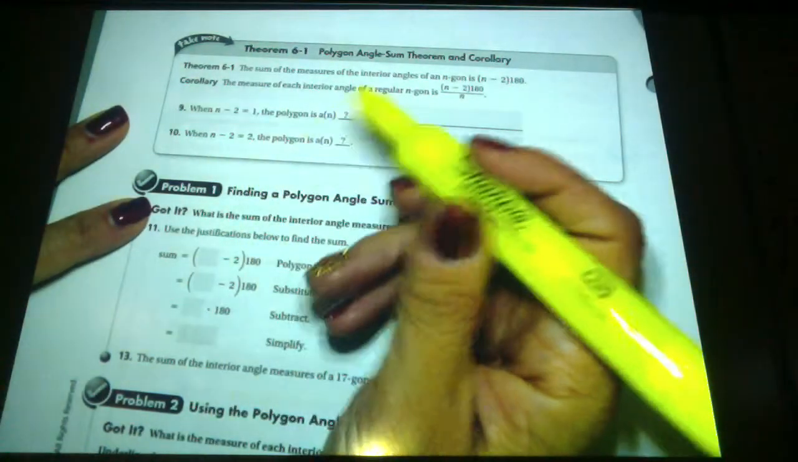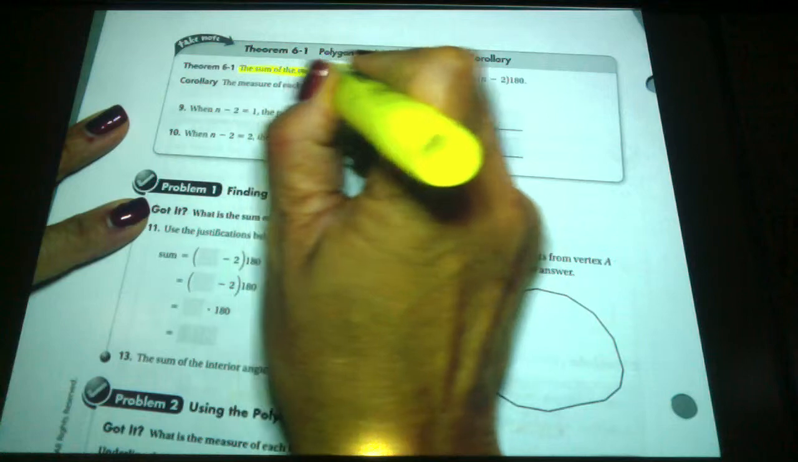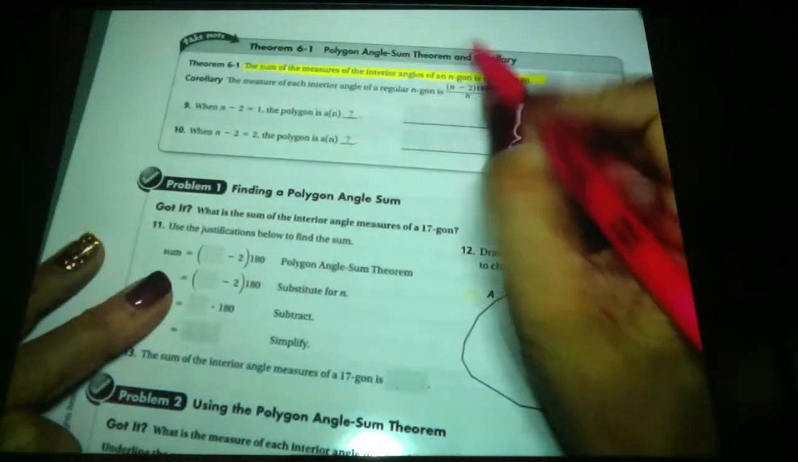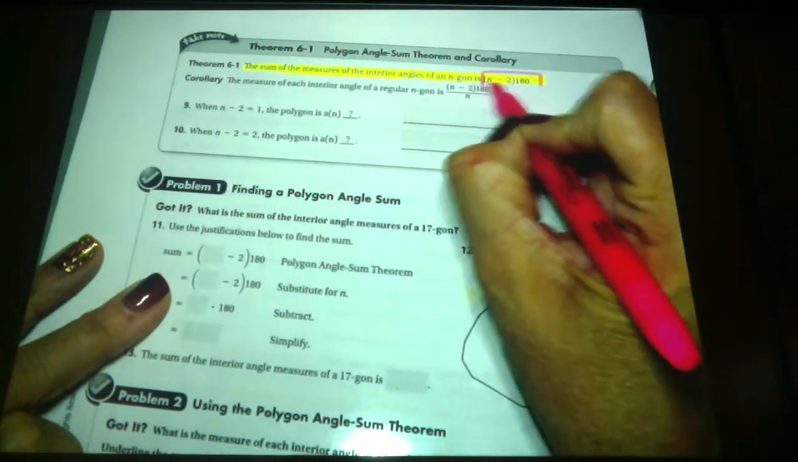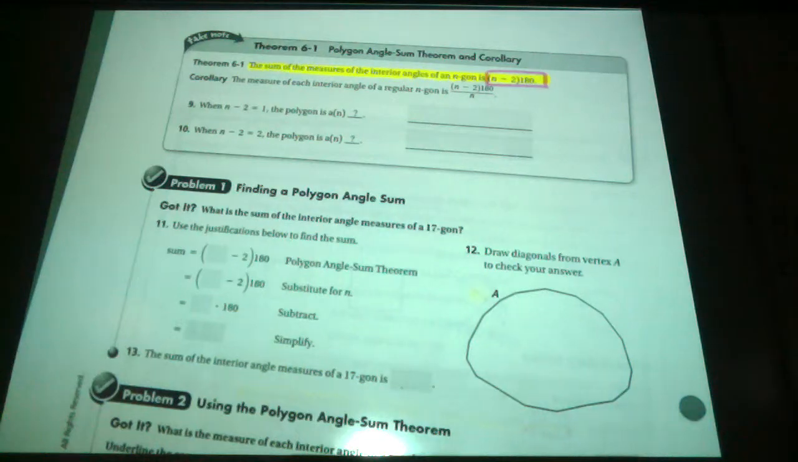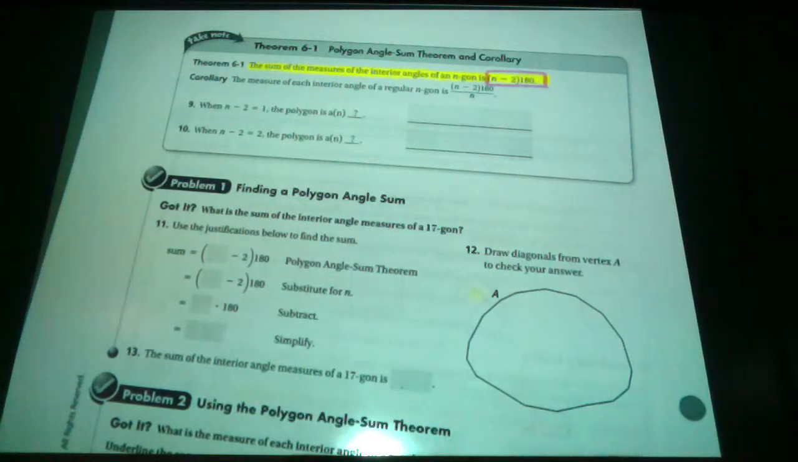All right, so theorem 6.1 says that the sum of the measures of the interior angles of an n-gon, n representing the number of sides of that polygon, so a triangle, quadrilateral, pentagon, hexagon, so forth, is very specifically n minus 2 times 180. So the number of sides of that polygon minus 2, whatever that amount is, times 180 degrees. And I'll show you why this is in a minute.